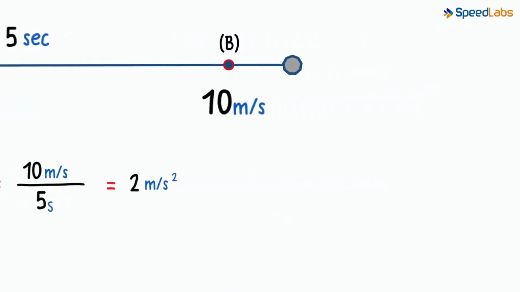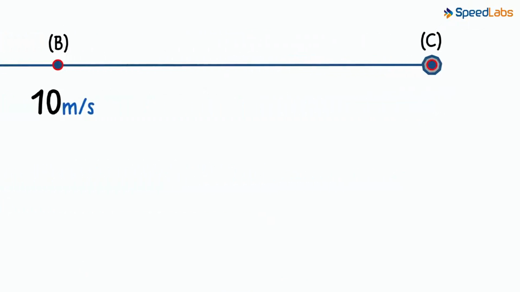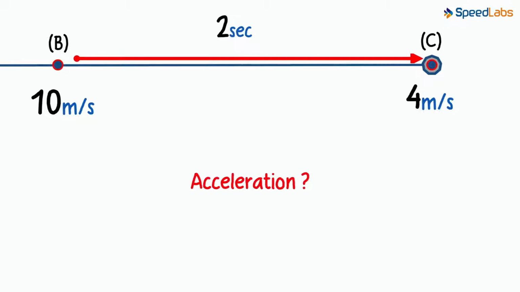From point B, the object moves towards point C and the velocity at point C is 4 meters per second. From point B, the object took 2 seconds to reach point C. What will be the acceleration in the second case?